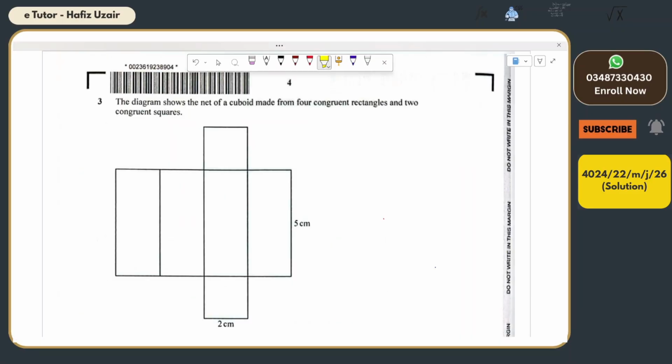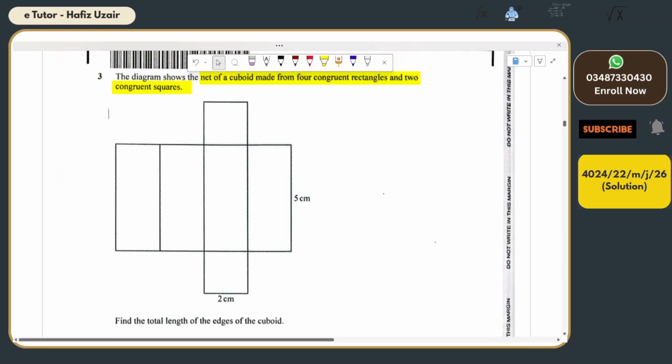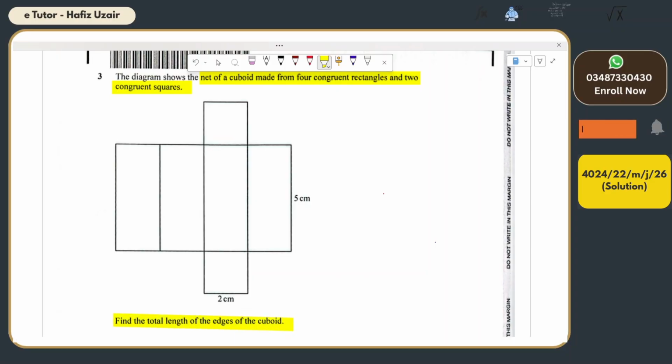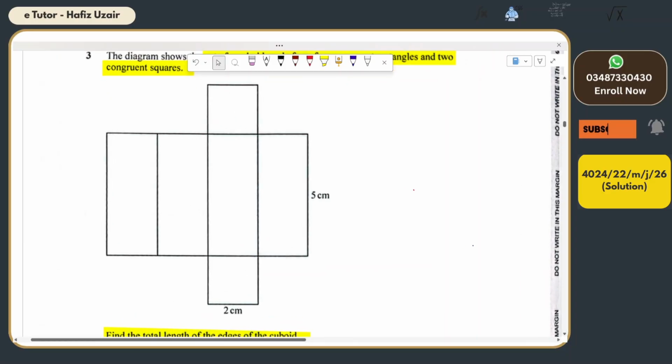Let's start with question number 3. The diagram shows the net of a cuboid made from 4 congruent rectangles and 2 congruent squares. Now you need to find the total length of the edges of the cuboid. It's easy if you convert this net into a cuboid. So you will have a shape like this.